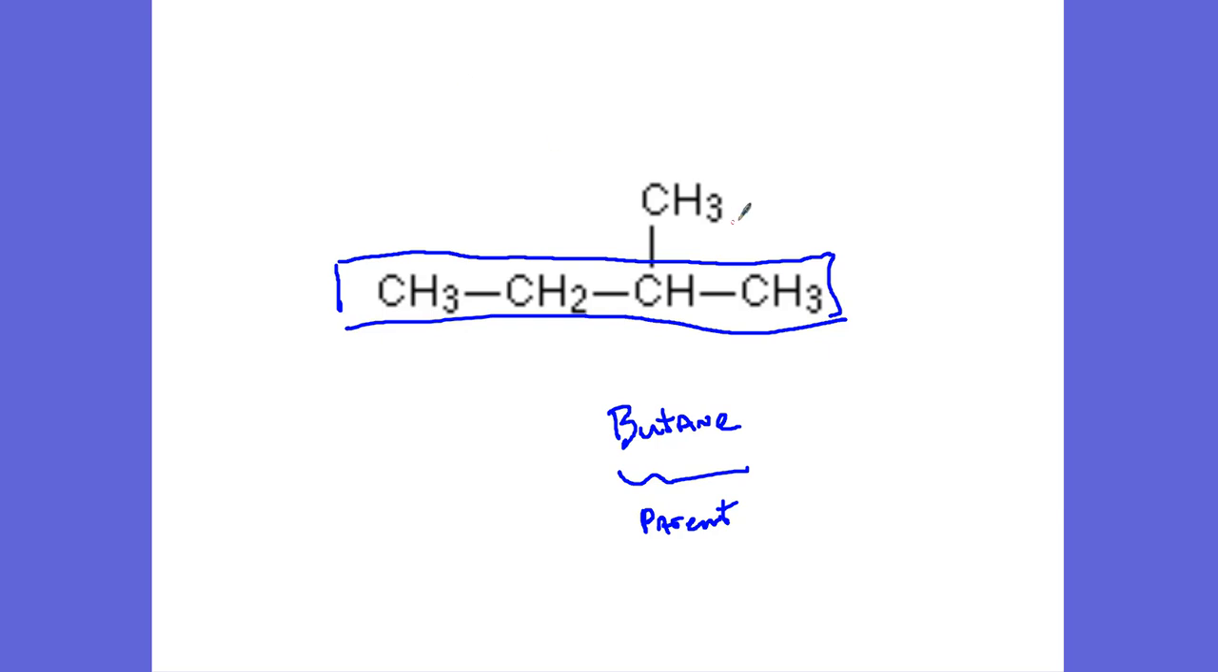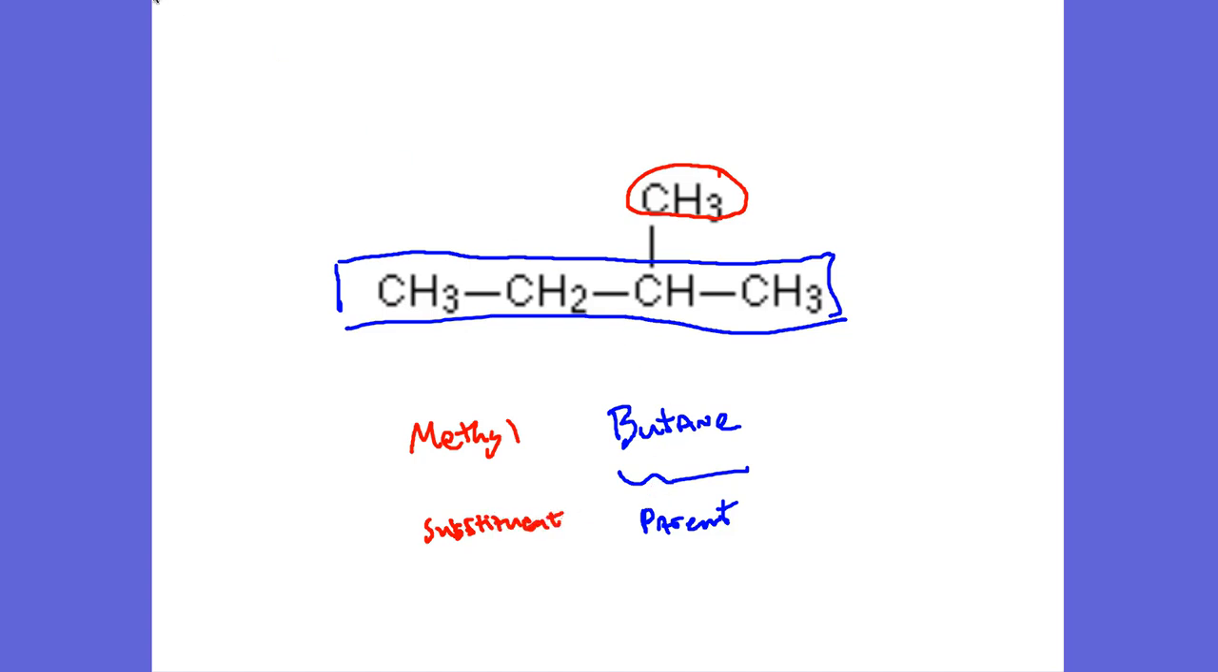Now, do you see how I have a substituent coming off right here? I have a CH3 group. What's a CH3 group called? It's called methyl, okay? Because it's 1 carbon. It is my child or my substituent coming off in red.